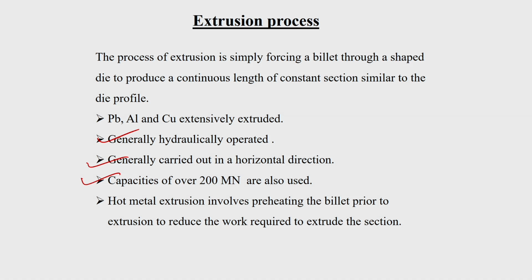Hot metal extrusion involves preheating of the billet to the particular hot working condition, holding it there for some time, which is called soaking, and then you take it out of the furnace, keep it into the die and then proceed to get the required extruded shape. So, that is what you get in extrusion.